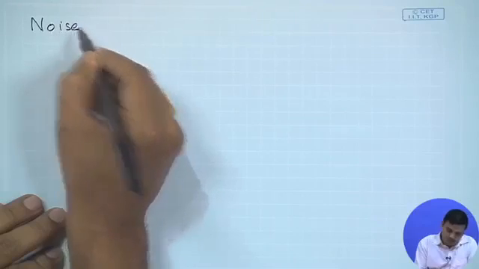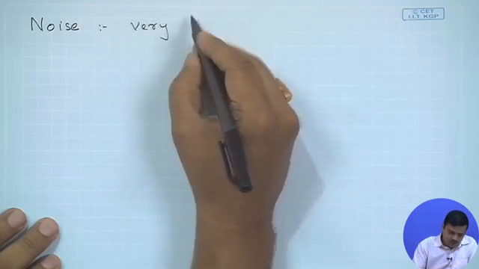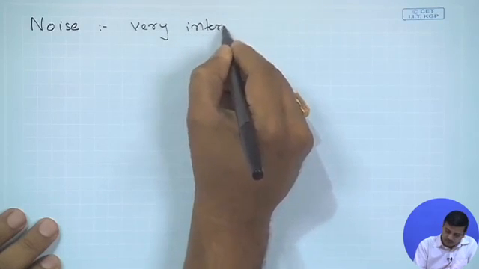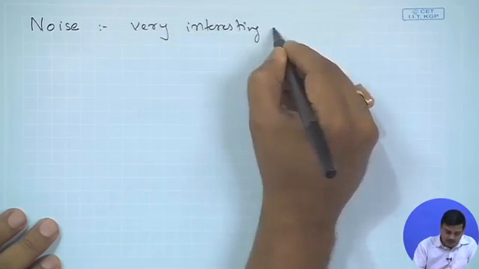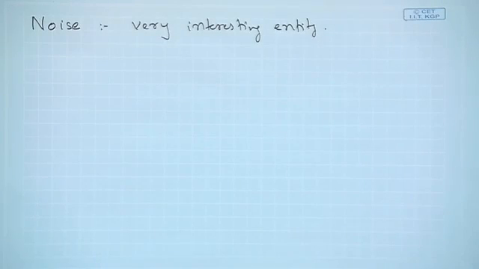Okay. The next very interesting thing in the study of communication systems, especially digital communication systems, is noise. I would say it's a very interesting entity. I don't know if I am hurting somebody, but it's really a very interesting entity. So generally we hate noise, right? We don't like to hear noise. We don't like to experience noise.